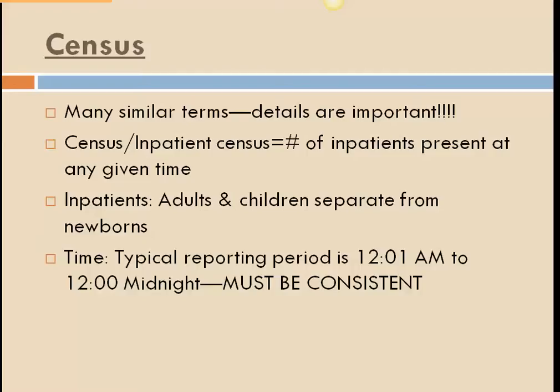So if you were filling in the chart that I had shown you, your statistic would be census or inpatient census. And the definition would be the number of inpatients present at any given time. The formula we'll talk about in just a few minutes. For the rules or special information, you would want to remember that adults and children are counted separately from newborns, and that the time must be consistent.